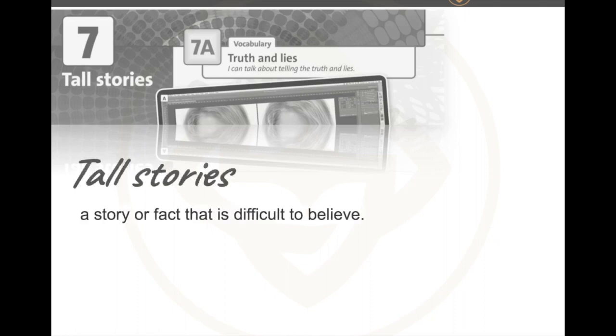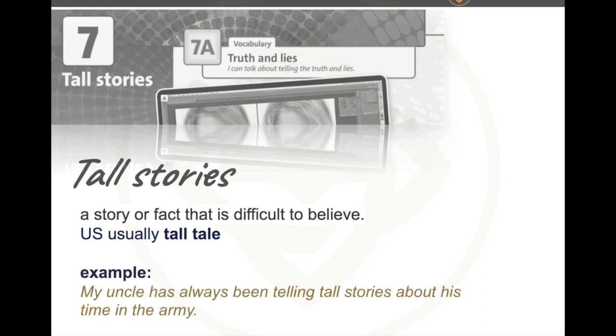What is tall stories? Let's define this. A tall story is a story or fact that is difficult to believe. In the US, usually it is called a tall tale. Example: my uncle has always been telling tall stories about his time in the army. This means he was telling very unbelievable stories, like situations that are really difficult to explain. Even if they are true, even if this is a fact, this is something that is difficult to believe. Okay?